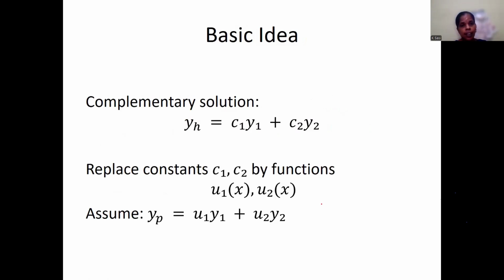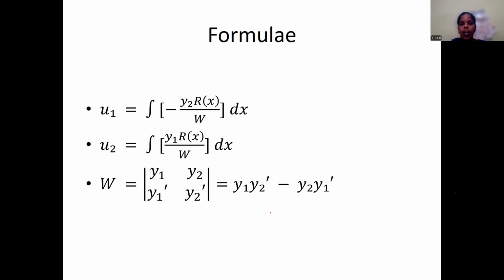So how will you solve? The basic idea is, you'll be finding the complementary function yh. Then once you get the complementary solution, you'll be assuming C1 and C2 as functions, and we will assume the particular solution yp as u1 y1 plus u2 y2, where u1 and u2 are given by this formula. We'll apply this formula, and here the W is denoted as the Wronskian. The Wronskian formula is the determinant of y1, y2, y1 dash, y2 dash.